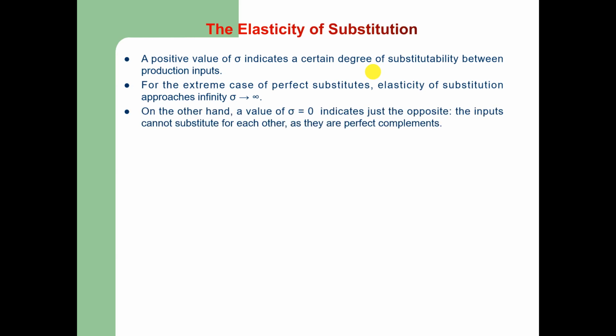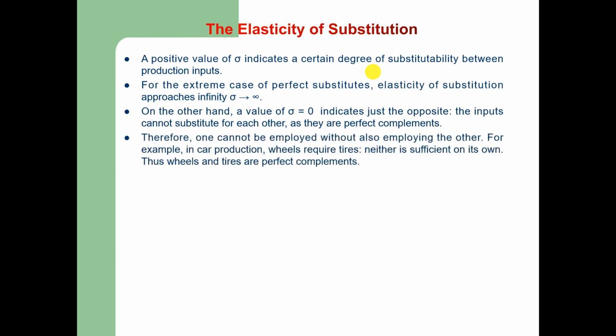On the other hand, if the elasticity of substitution is equal to zero, it means there is no substitution possible between the two inputs. So the inputs cannot be substituted for one another. And in that case, the two inputs are perfect complements rather than substitutes. Therefore, one cannot be implied without also implying the other.